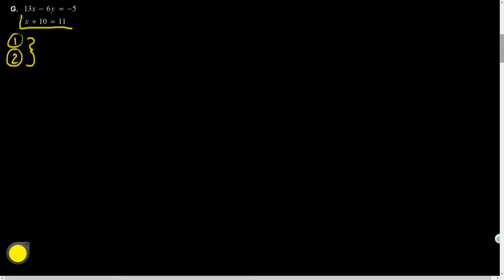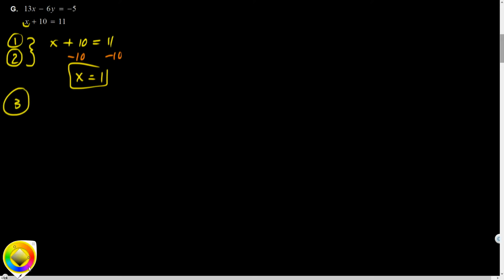Notice that this equation has no y in it. It's as if the y had already been substituted out of the problem. So he's going to be solving this equation for x. He's got x plus 10 equals 11. Let's solve for x, subtract 10 from both sides. X equals 1. And if that's what x equals, let's plug it into the other equation using some substituting.